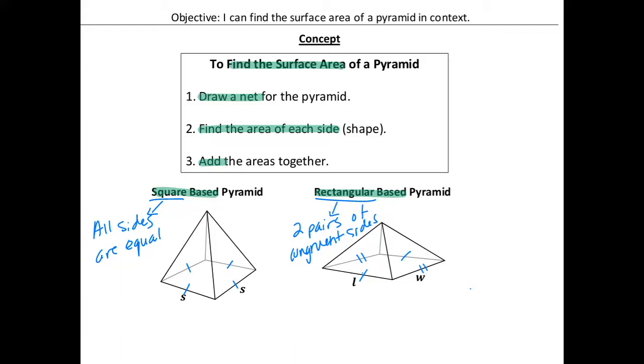So if we look at our first example, but I see some of you guys still copying that down, so I'll wait for a second.